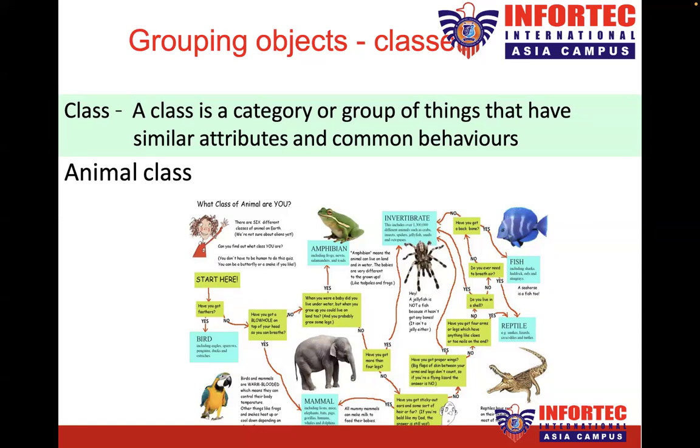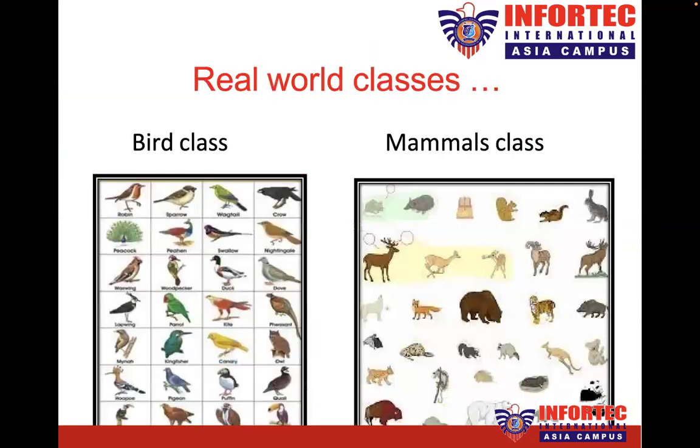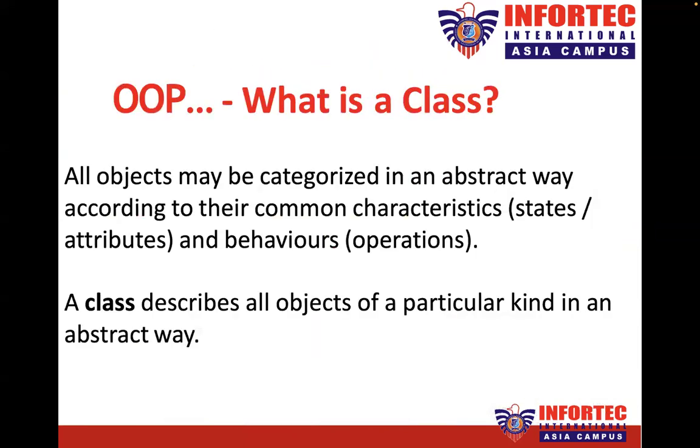A class is a category of group of things. Then when it comes to objects, object is one instance in that class.